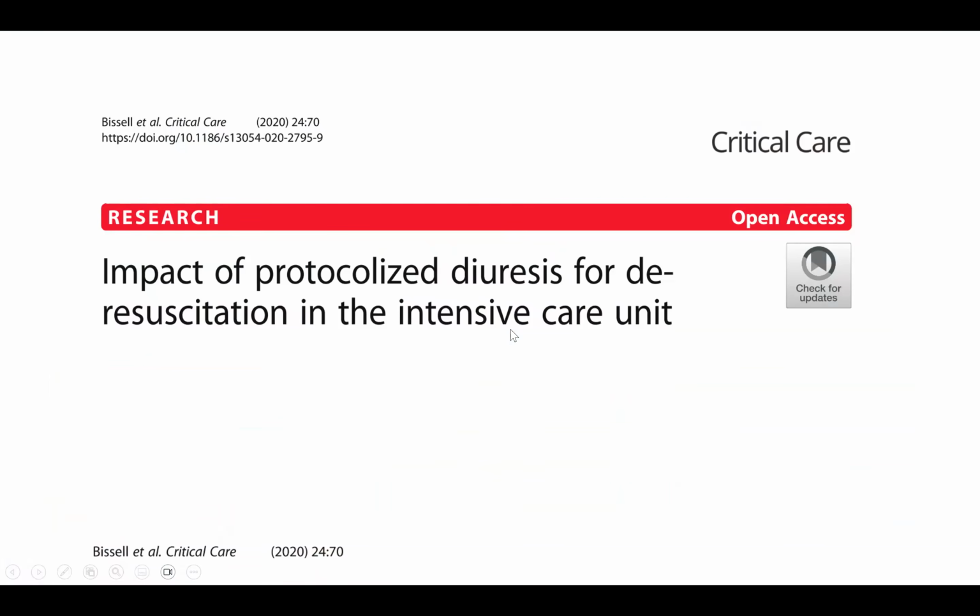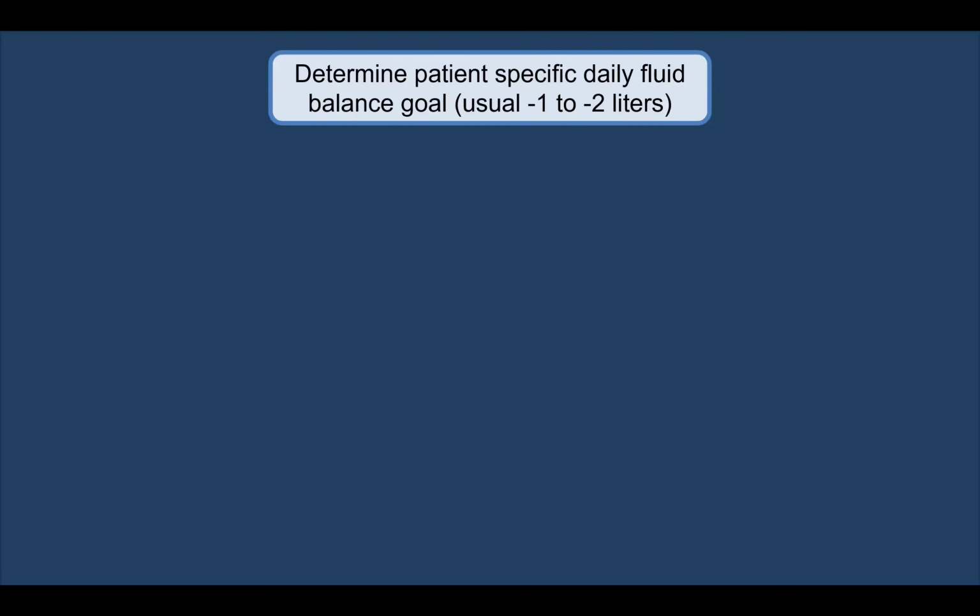One of the methods of how to resuscitate the patient, as mentioned in Critical Care in 2020, by this review, by this type of methodology. First of all, we need to determine the patient-specific daily fluid balance goal. For example, I need to have -1 or 2 liters per day.